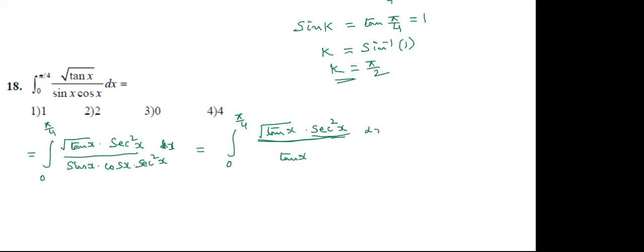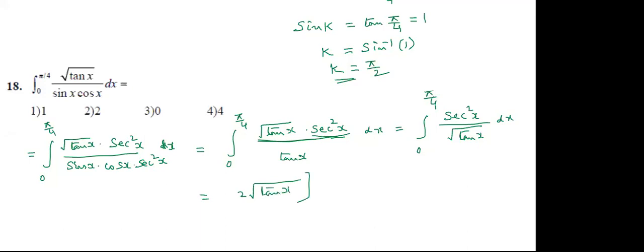Root tan x by tan x means, how to write? 1 by root tan x. Now 0 to pi by 4, numerator secant square x by root tan x dx. Now, here how to do that? Integration f dash of x by root f of x, like that is there. Then what is the formula? 2 root f of x. So that is 2 root tan x.